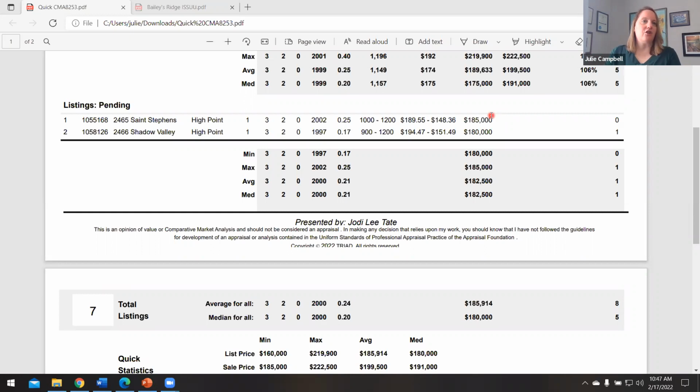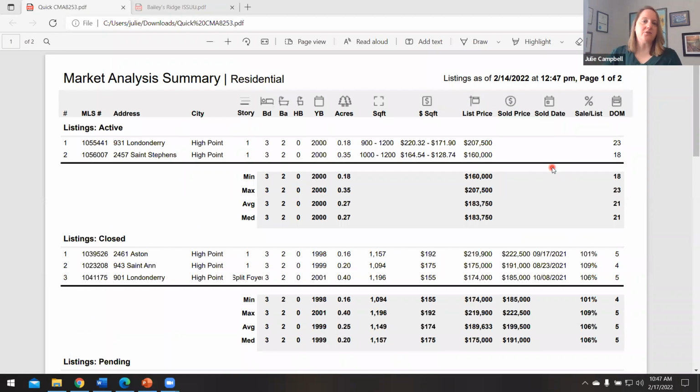So you can look at interior pictures of these closed properties versus the property you're trying to list or the buyer is willing to write up the offer for. So again, this is your CMA versus your sales comparison approach. This is the Winston-Salem Board of Realtors, or Triad MLS, I guess I should say.